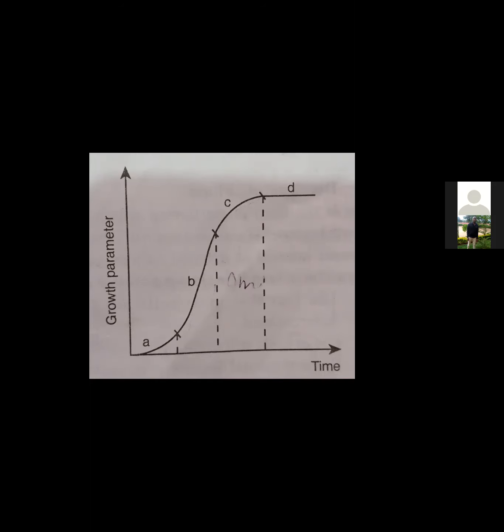Roman 4, the rate of cell increase being higher than the rate of cell death. The rate of cell increase is higher than the rate of cell death. So at this point, the cells are dividing at a much higher speed compared to the rate at which the cells are dying. That also gives us reasons as to why exponential phase is the way it is.